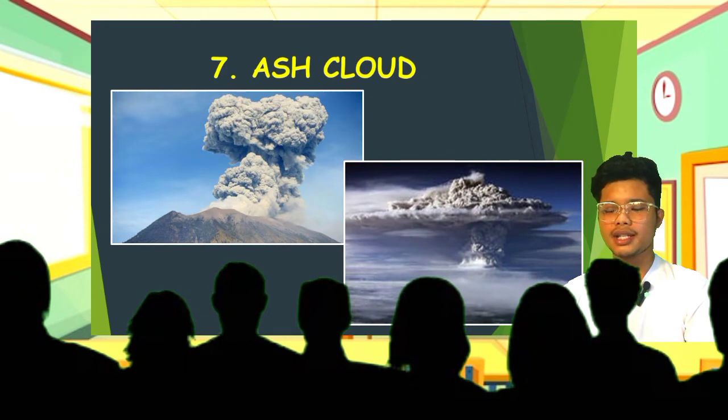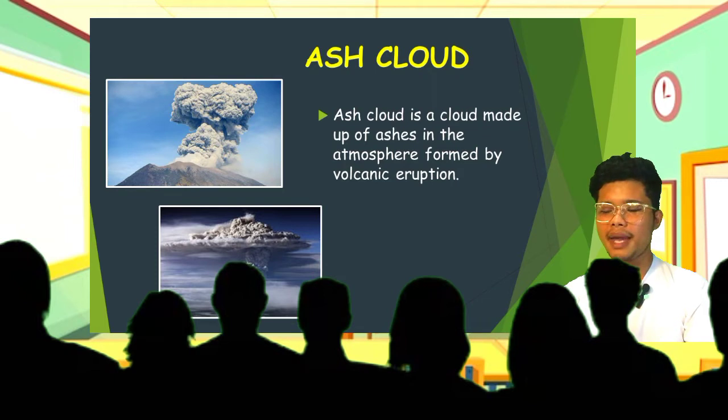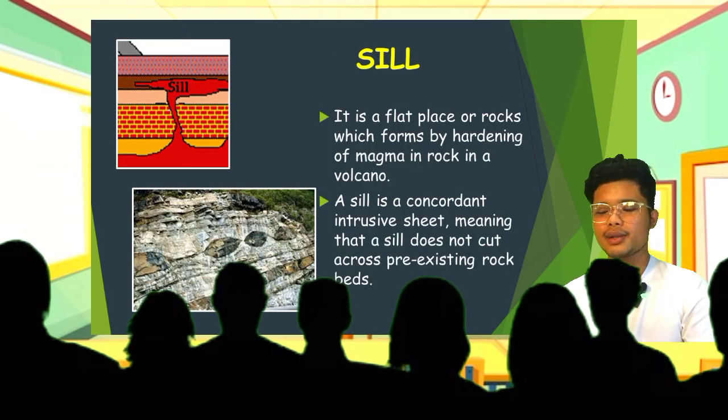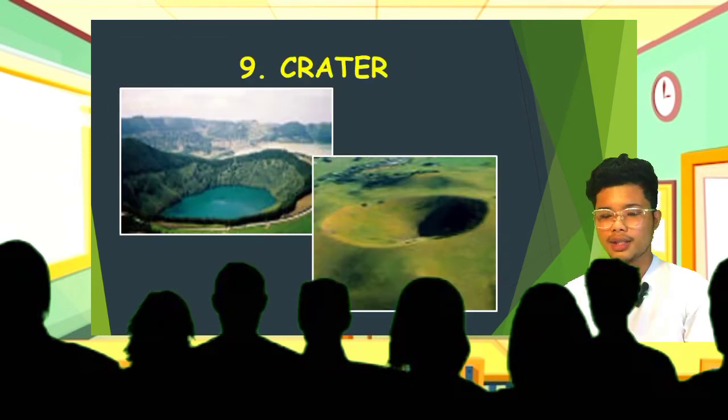The next part is the ash cloud. An ash cloud is a cloud made up of ashes in the atmosphere formed by volcanic eruption. As you can see in the picture, the ashes were forming a cloud. We also have here the seal. The seal is a flat sheet of rock which forms by hardening of magma in a volcano. A seal is a concordant intrusive sheet, meaning that a seal does not cut across pre-existing rock beds.